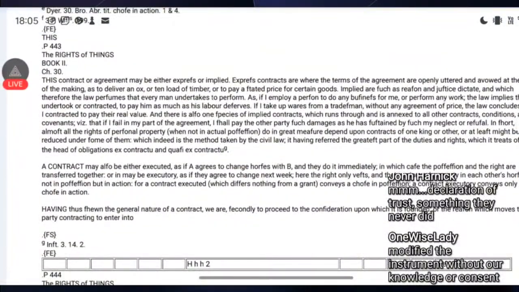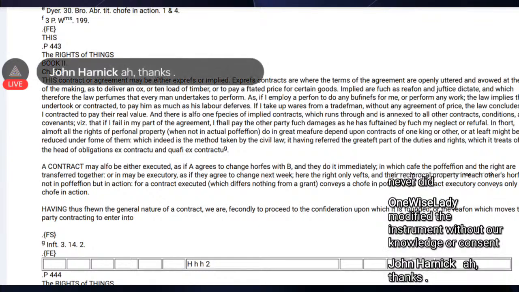This contract or agreement may be either express or implied. Express contracts are where the terms of the agreement are openly uttered and avowed at the time of the making, as to deliver an ox or 10 load of timber, or to pay a stated price for certain goods. Futures contract.